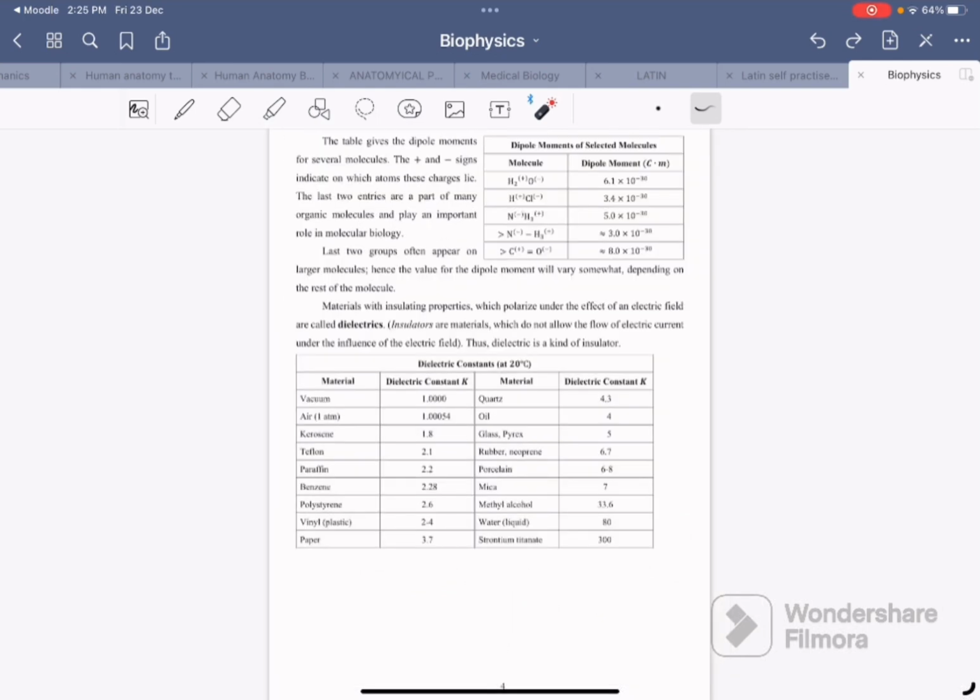So, dipole moment of selected molecules. Let's discuss the table given for the dipole moment here. For a stable molecule, the positive and negative signs indicate on which atom the charge lies. The last two entries are a part of many organic molecules and play an important role in molecular biology. Alright? So, first things first.